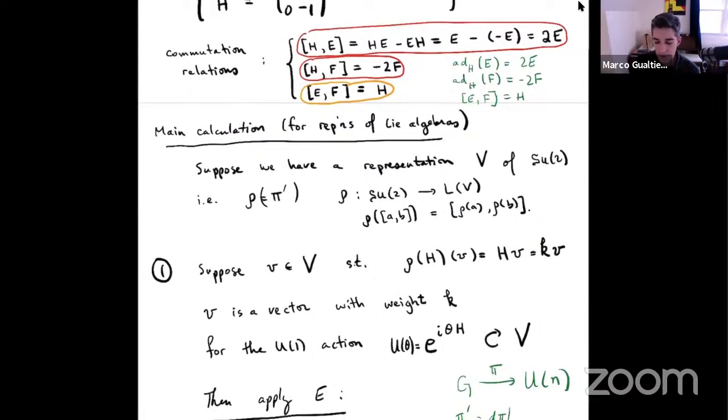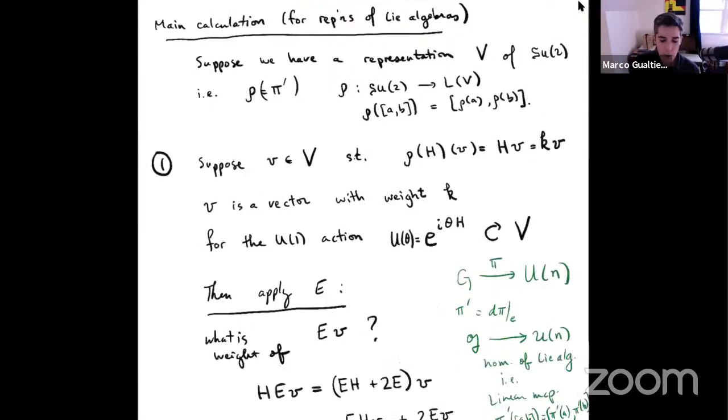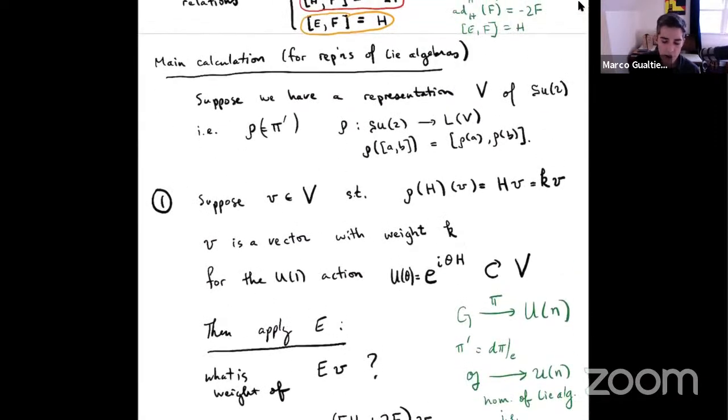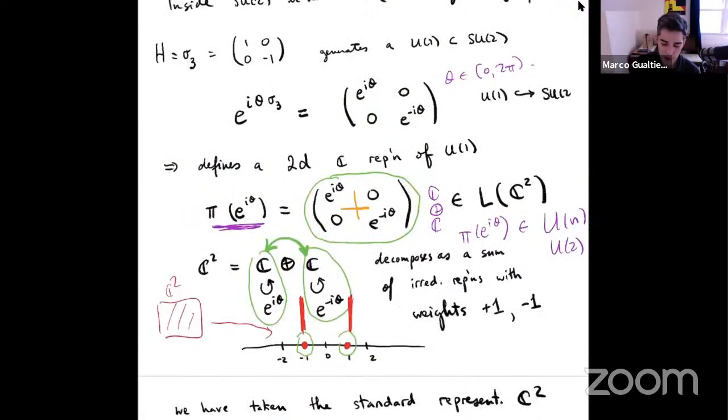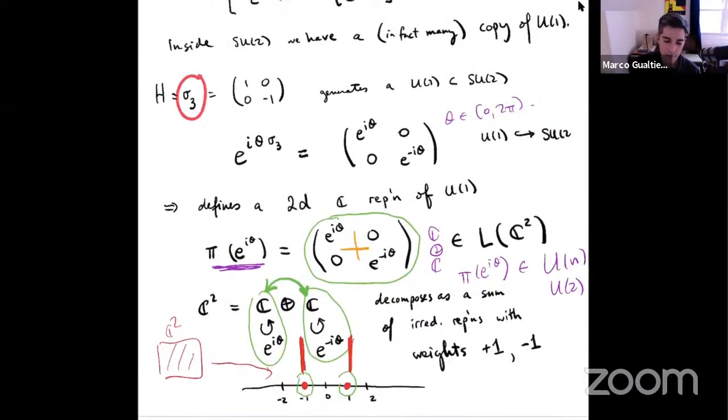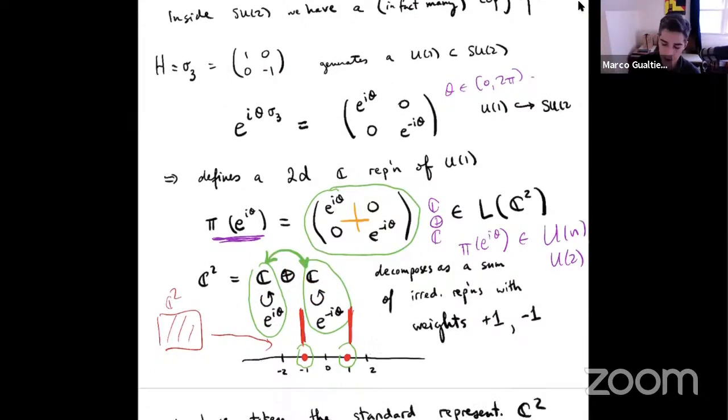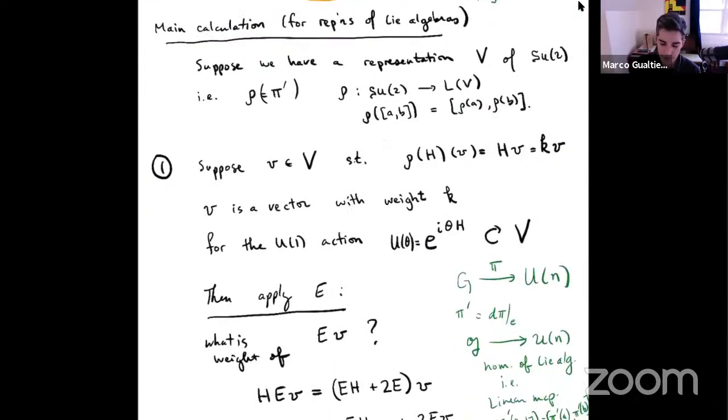Okay, so let's say number one, we're going to study this representation just like we did here. Here we took this vector space, which was C2, and we looked at how sigma 3 acts on it, and we noticed that sigma 3 is diagonal, and so this thing breaks up into eigenspaces, and these eigenspaces are the one-dimensional irreducible representations of that nice little circle. So let's do the same thing.